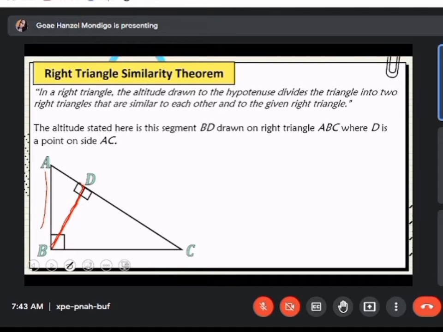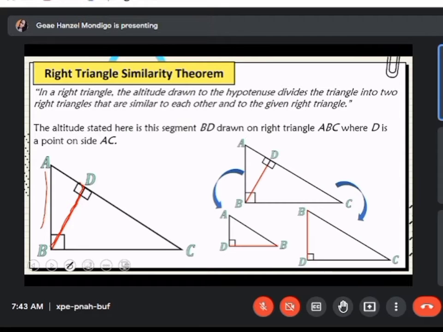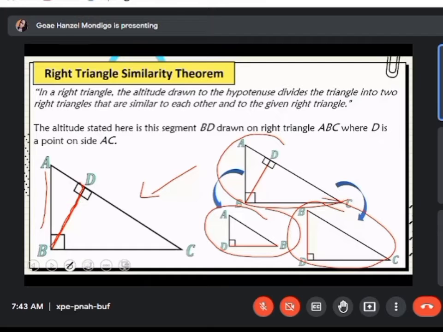Okay, in this theorem, we could create two right triangles. So we have this original one, which is just the same. And if we separate this one, we could create a smallest right triangle and a largest right triangle. Still, they have the same angle, which is 90 degrees, right? So, do you have any question with this slide, class? None, ma'am. Okay, let's proceed.